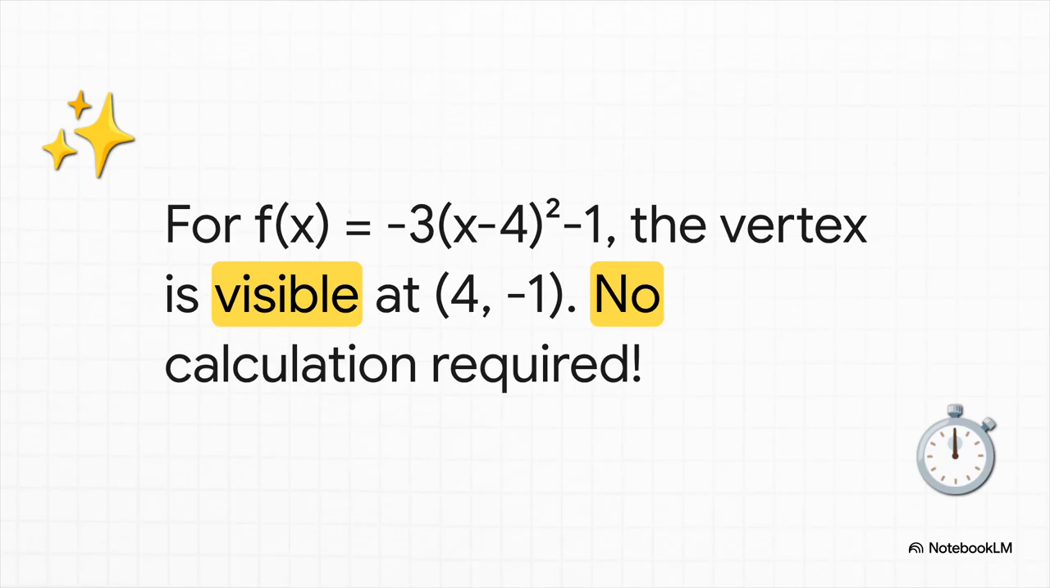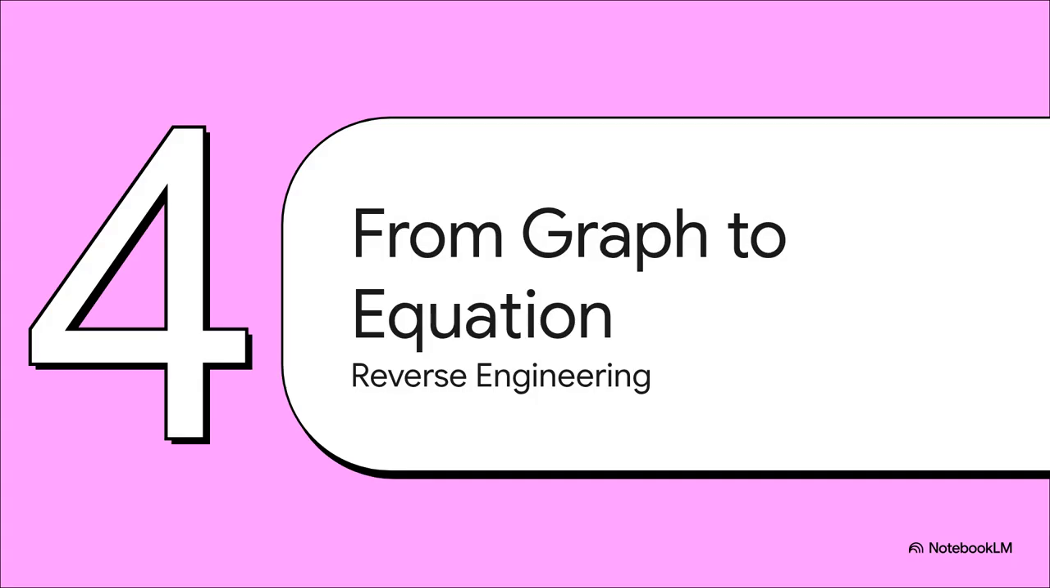The h is 4, just remember to flip the sign inside the parentheses, and the k is -1. So the vertex is (4, -1). It's just so much faster. Okay, now this is where it gets really interesting. We can actually work backwards.